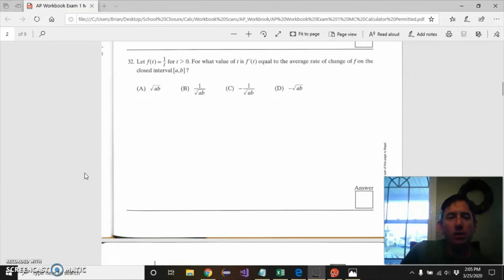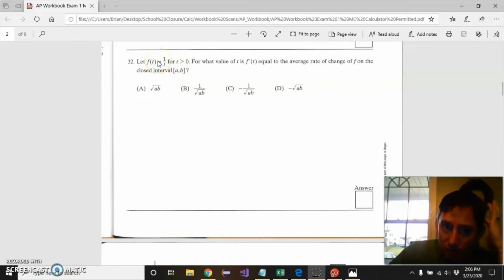Alright, let's get back to the review. Okay, here on number 32, this is a good example of a calculator problem that really can't be done on the calculator. Only about half of the calculator questions really can or should be done on the calculator, you'll find. And here's one that the calculator doesn't really help us much with. So I'm going to do the whole thing by hand.